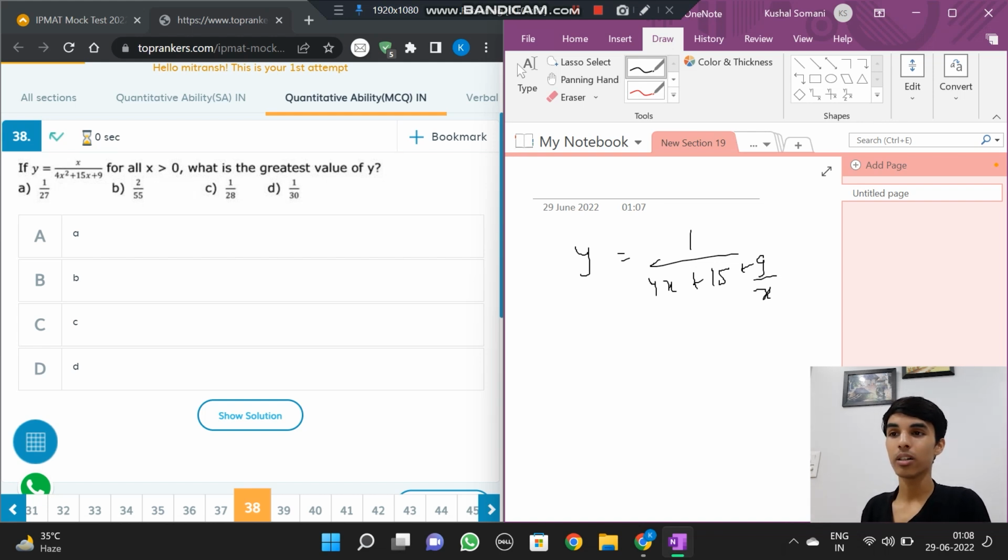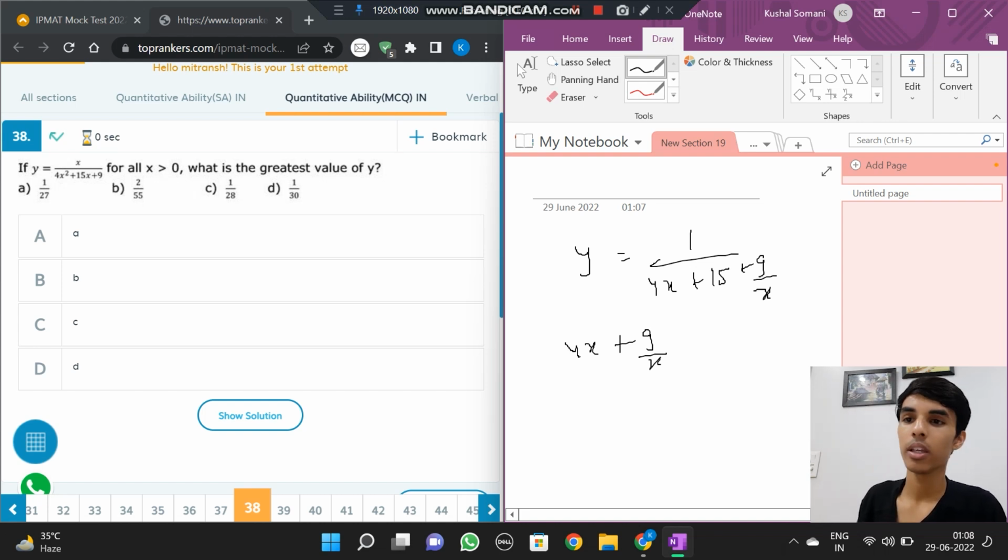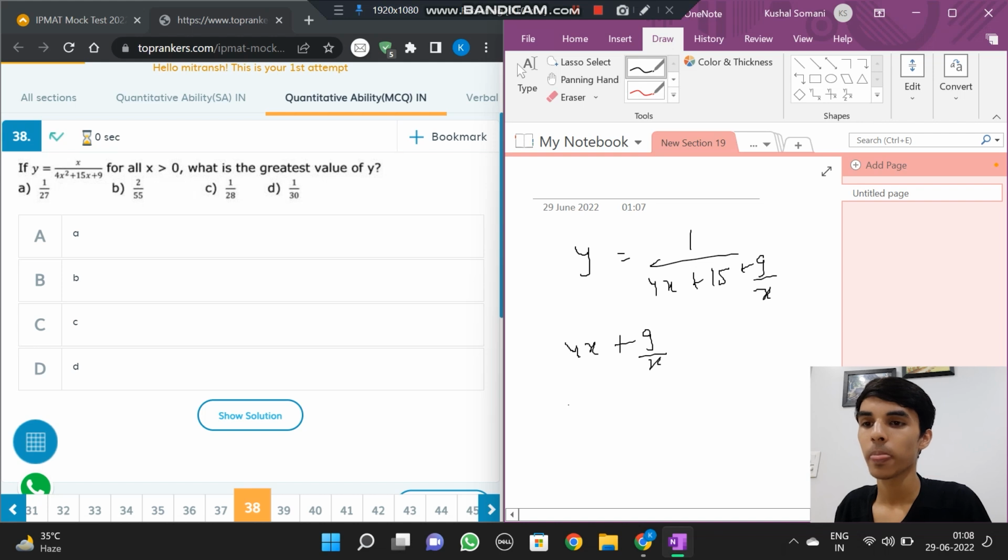And this maximum value of y will be attained when the denominator, that is 4x plus 9 by x plus 15, will be minimum. Again, plus 15 is a fixed value here, so we can't do anything about that. Hence the equation boils down to minimizing 4x plus 9 by x. It can be done very easily by using the differentiation method. This is the fastest method to solve this, I think.